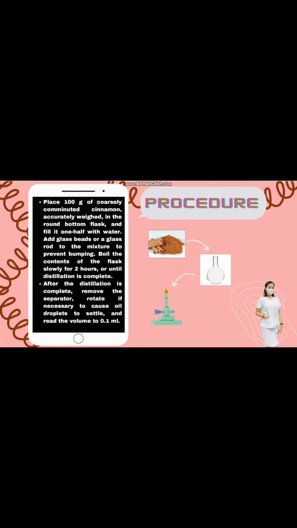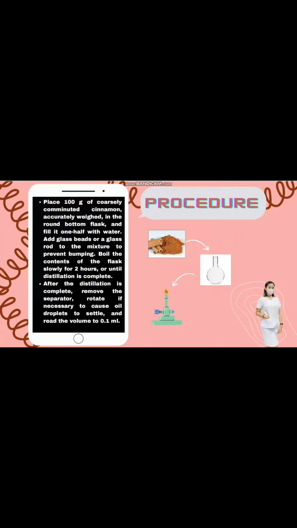So the drug should be ground to a coarse powder immediately before weighing, and the grinding should be completed as rapidly as possible to avoid excessive loss of volatile oil through evaporation. To ensure complete distillation of the oil, the contents of the flask should be boiled for at least 2 hours.